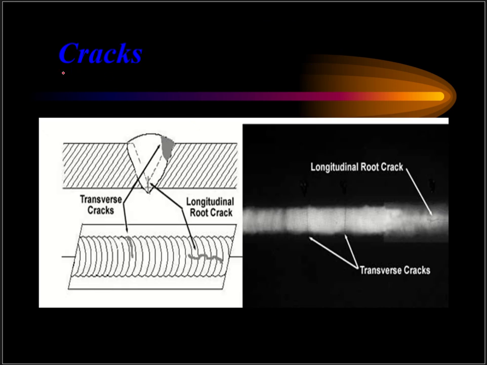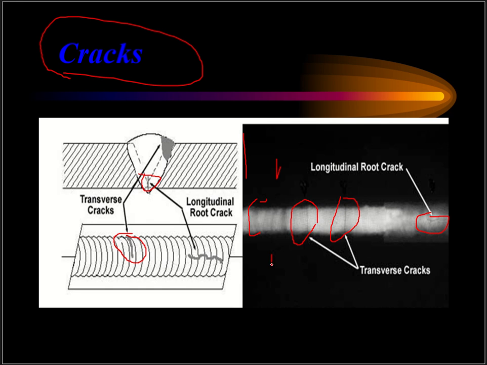First of all, crack. What is a crack? This is the pictorial diagram in which you can see the longitudinal crack, and this is the transverse crack. This is the radiography image in which you can see the transverse cracks. There are two transverse cracks, and the longitudinal crack will be this. This portion is our weld portion, this is the parent material, and this is the welding area.